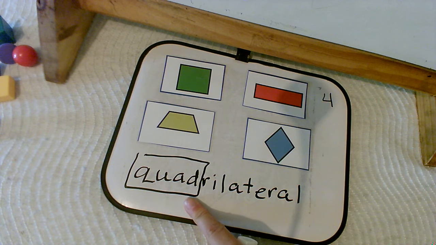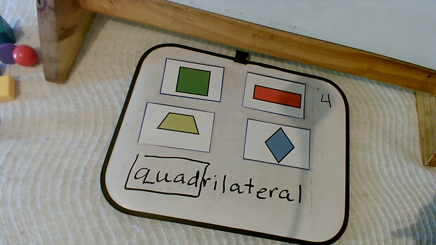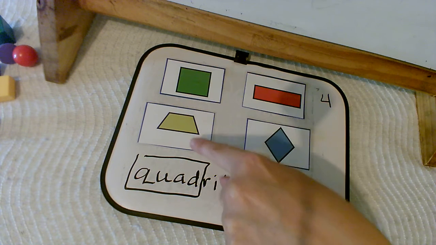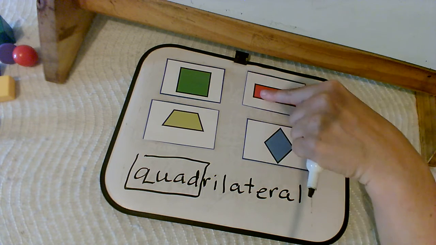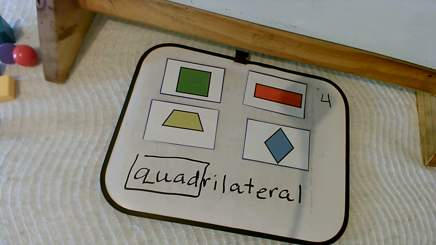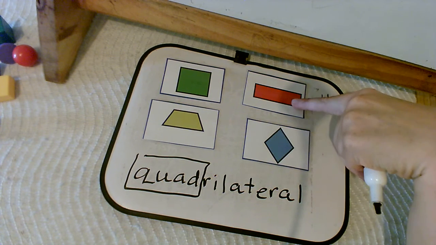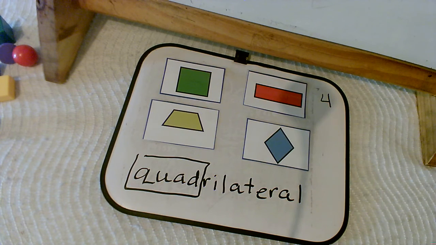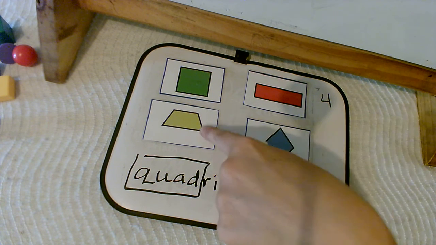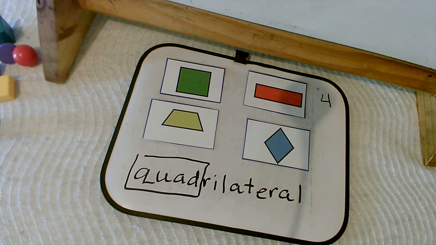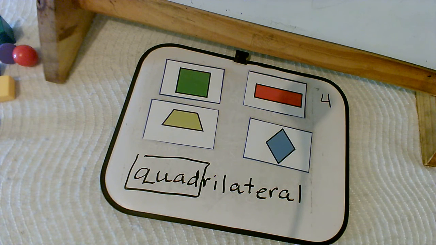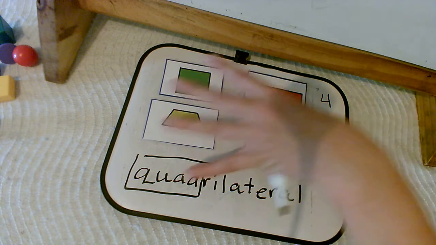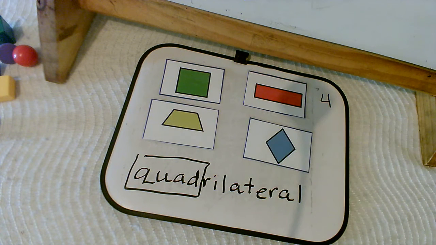So if I said which ones are quadrilaterals, you would say square, trapezoid, rectangle, rhombus. If I said which one is the rectangle, I could only pick this one. If I said which one is the rhombus, I could only pick this one. Or square, just this one. But if I said, which of these are quadrilaterals? We would say all of them are. They all have 4 sides.